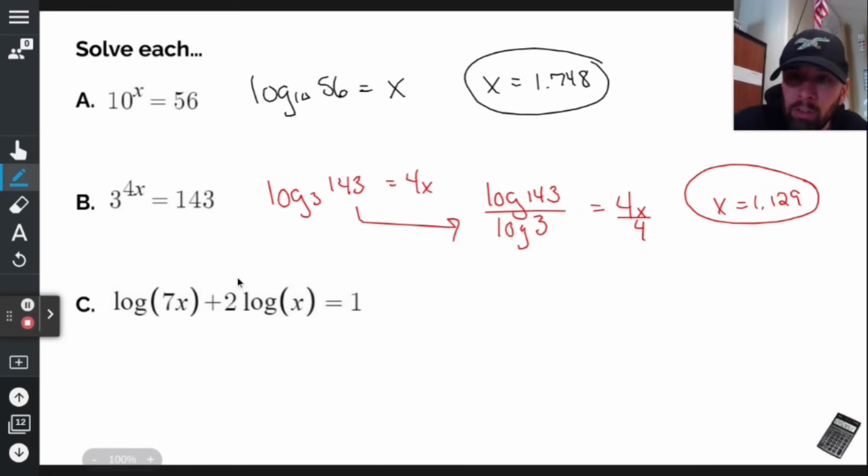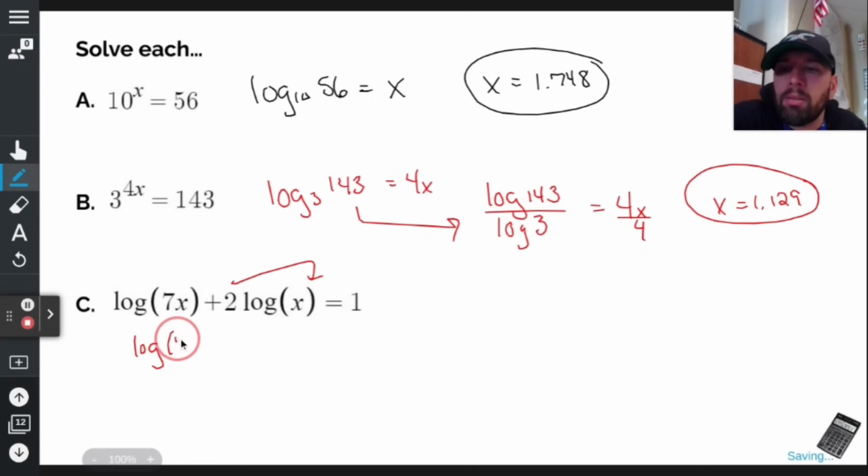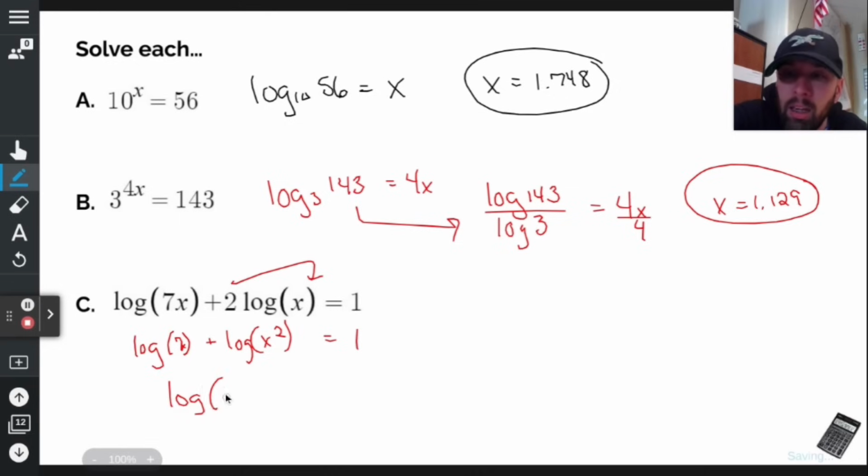Let's do some combinations. Let's move that up there first. So I have log base 10 of 7x plus log base 10 of x squared equals 1. Since I'm adding two log base 10s, I can combine those through multiplication. So multiply the inside. 7x times x squared is 7x cubed. So log base 10 of 7x cubed is going to equal 1.